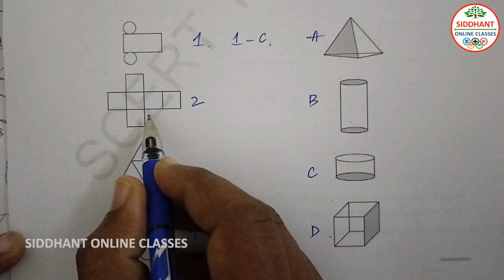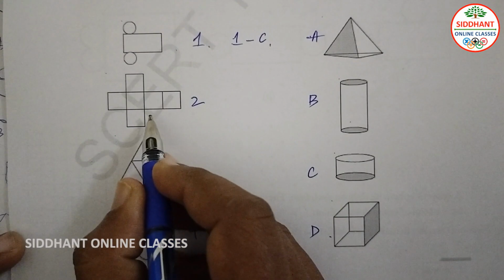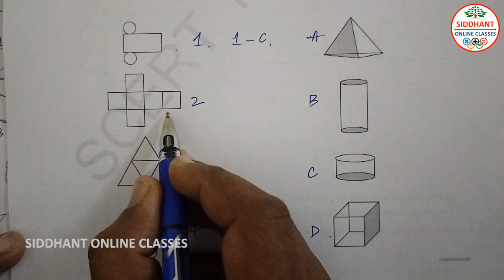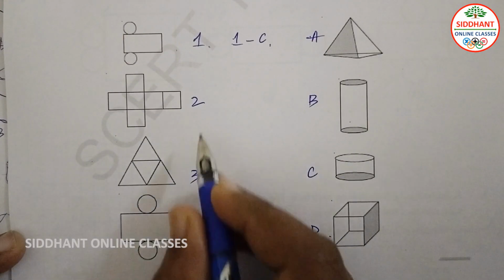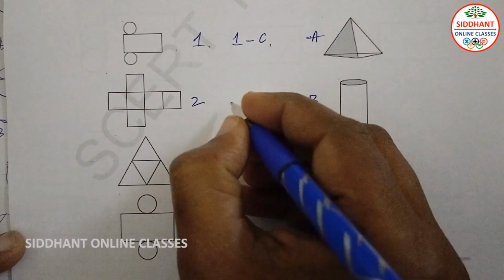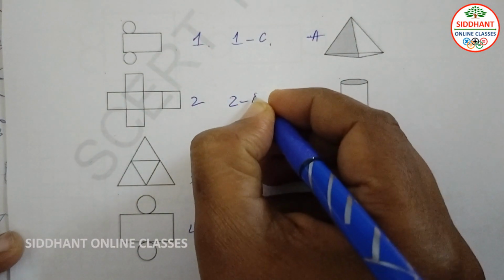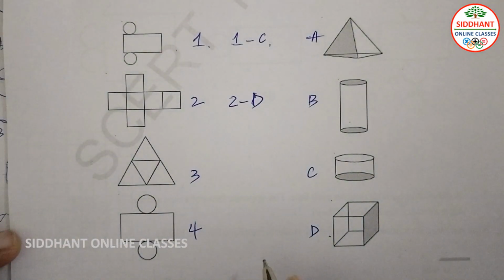Now the second figure, when you see, it is like a square box. When you fold it, it looks like a cube here. So 2 is matching with D here.